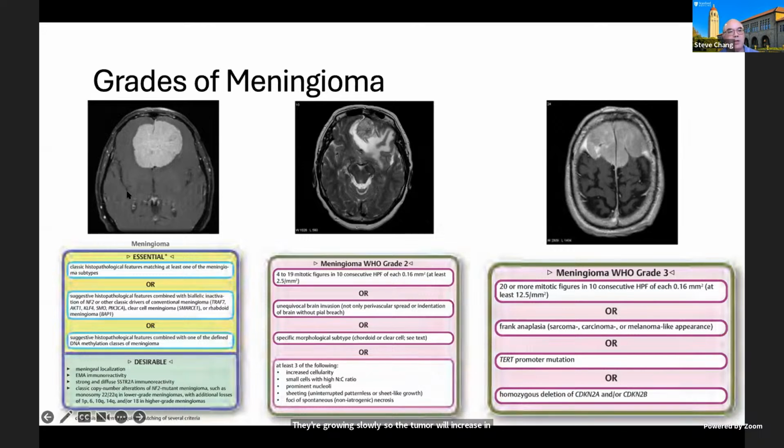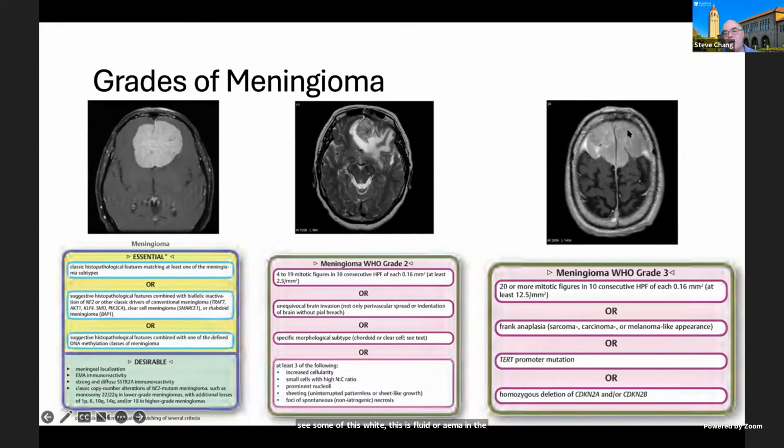Because the increase is gradual, it doesn't typically cause a lot of irritation to the brain, and it also allows the brain to adjust and accommodate, and you can have a meningioma get to a fairly large size before it's discovered. In the middle slide, we have what's called a grade 2 meningioma. These are growing at a medium speed rate, and because they're growing quicker than the grade 1 meningiomas, there can often be some brain irritation, and you can see some of this white, this is fluid or edema in the normal brain around the tumor.